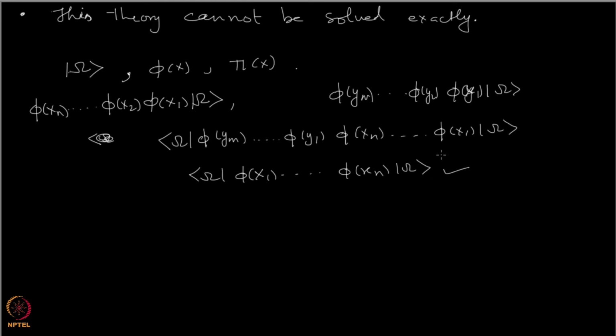The thing is that you will not be able to calculate these objects exactly. All the questions that you can ask out of quantum field theory can be formulated in terms of these objects. And if you cannot calculate these objects exactly in the interacting theory, then we are saying that we cannot solve exactly our interacting theory. So that's what I meant by not being able to solve them exactly.